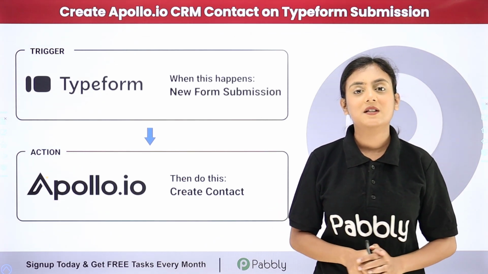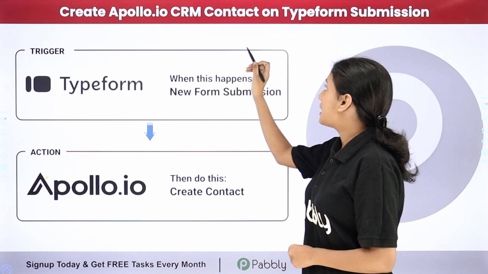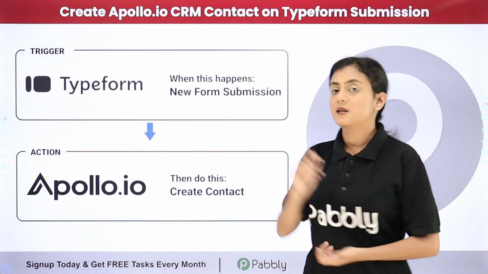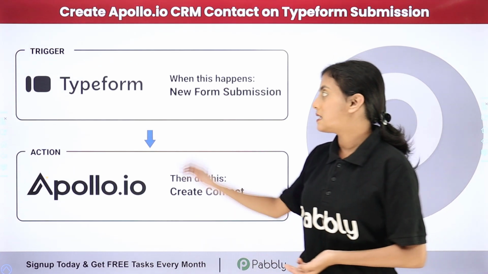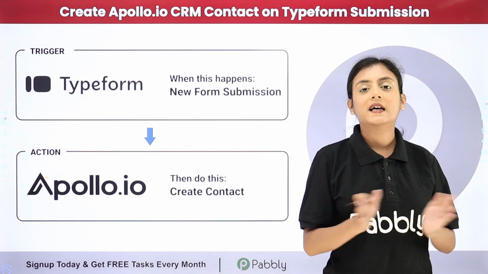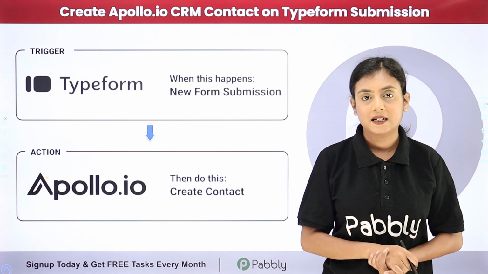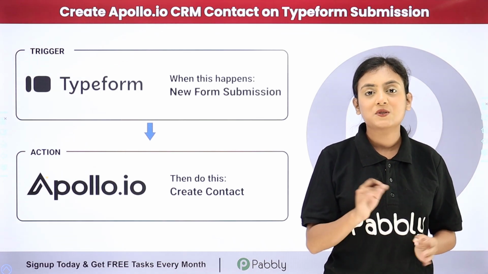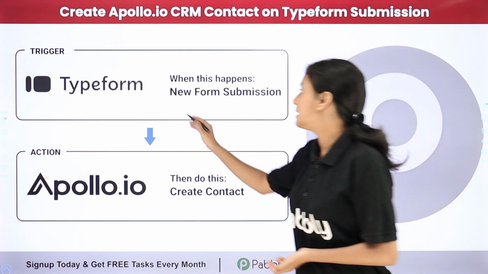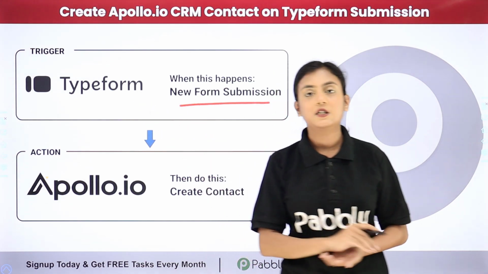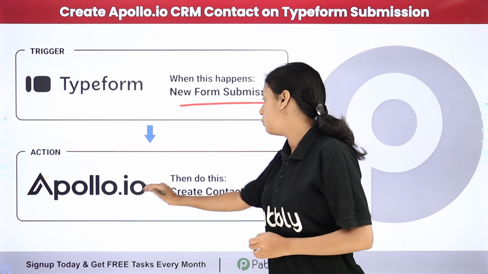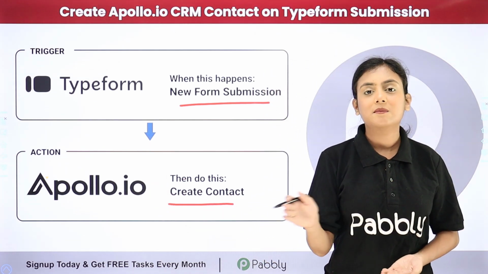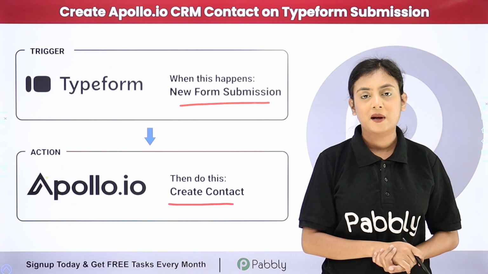In this video, we're going to learn how to create an Apollo.io CRM contact on Typeform submission. So I'm an owner of a real estate agency, and using Typeform, I have created a form with the help of which I collect my leads data. Here what I want is that as soon as any of the potential customers or clients makes a new form submission using Typeform, I want to create that lead as a contact in my Apollo.io account so that I can manage and nurture all my leads that I have for my business.